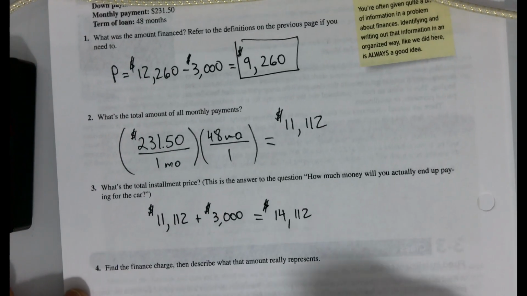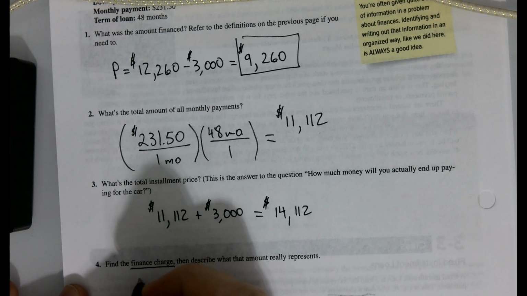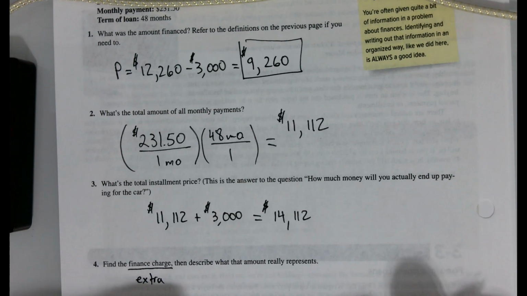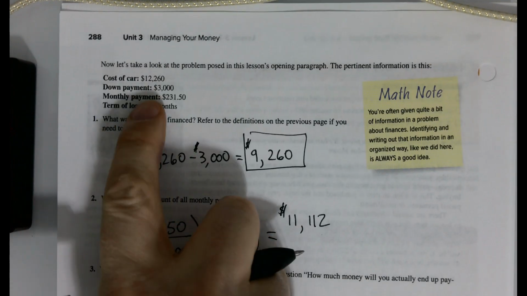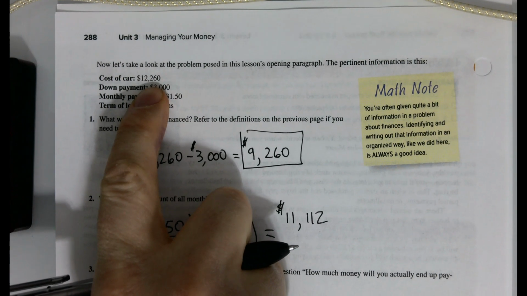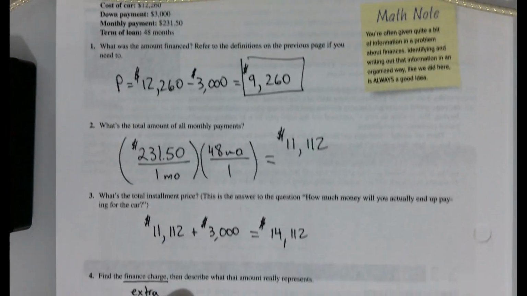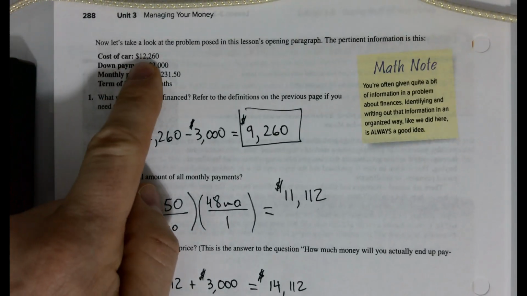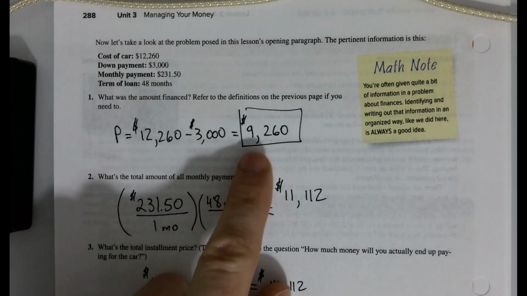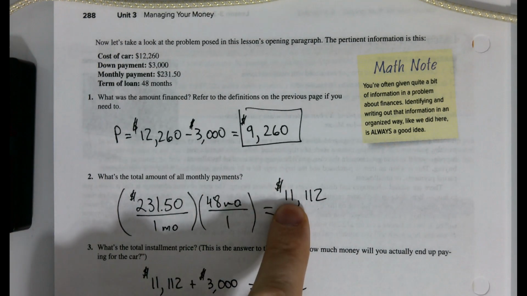So the finance charge, this is how much extra. Like if we had just had the cash, right, we would have paid $12,260 and walked away with the car, the exact value of the car, or at least exactly what the dealership's charging for it. Because we didn't have that cash, we only had $3,000. We borrowed this much, we end up paying this much.